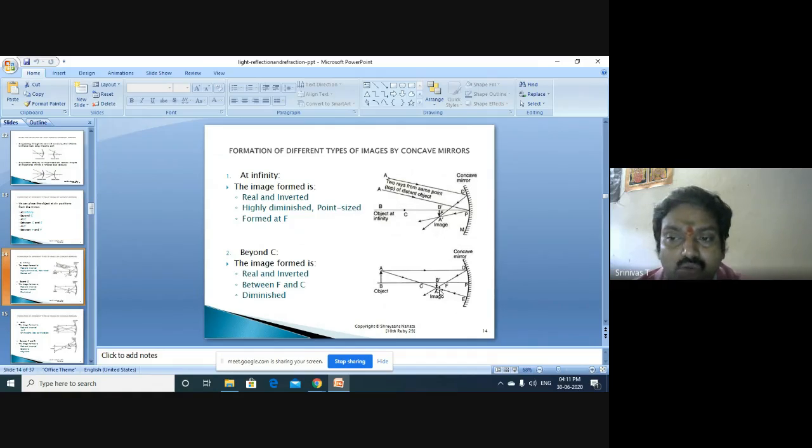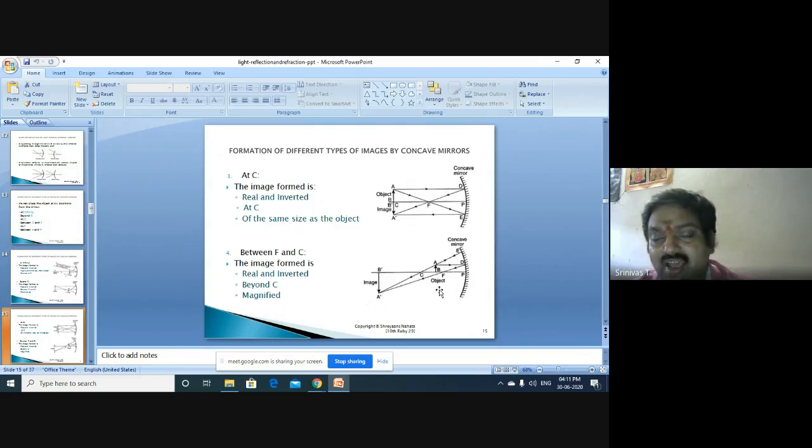Therefore, now we can mention some more things about it. It's real because we can take it onto the screen. It's inverted. It's not erect, rather it is inverted. It is formed between the focus and the center of curvature, and it is also diminished in size.